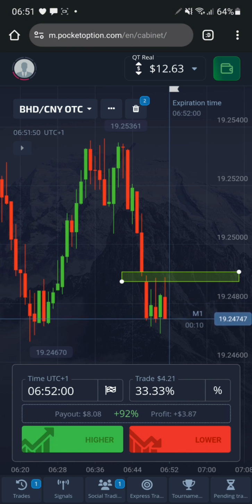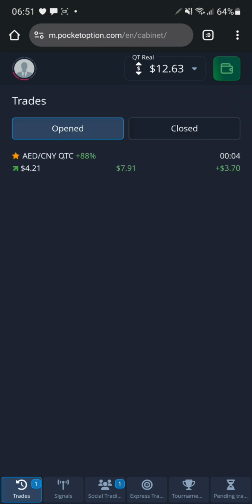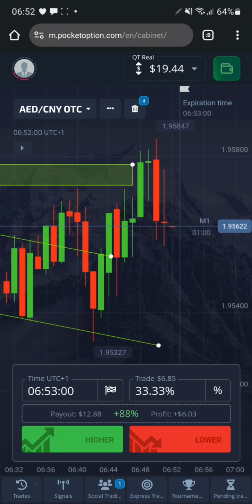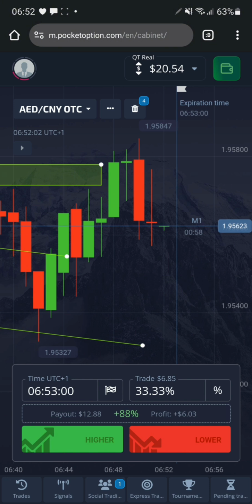Okay, so I saw it set up on my screen now. So I'm taking the trade. Let me quickly go there. We have just 4 seconds left. Okay, we won it. We won the trade. So we have this evening star pattern. This was the trade we took with $1.